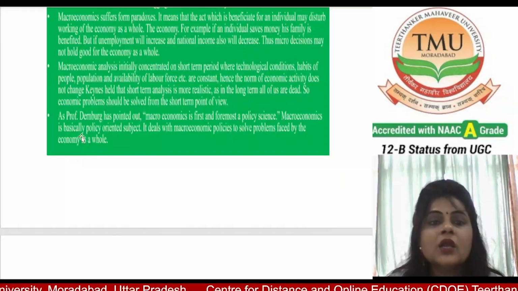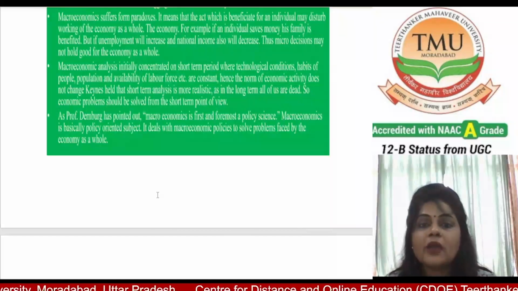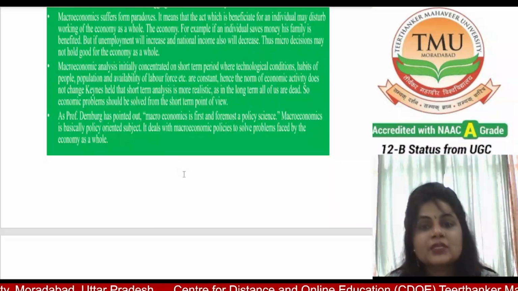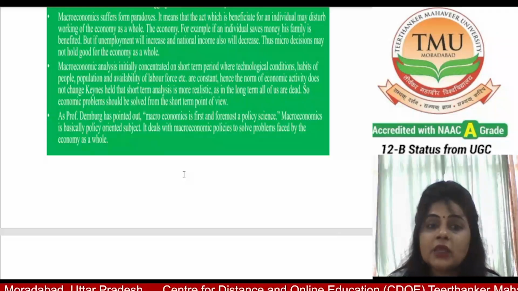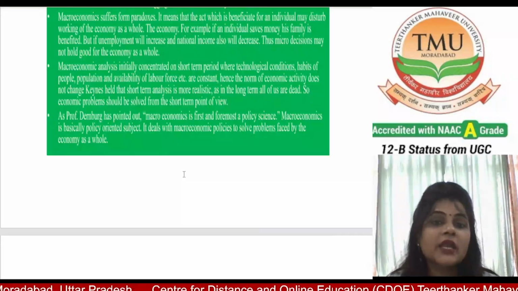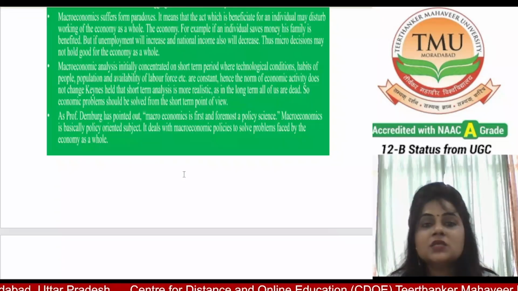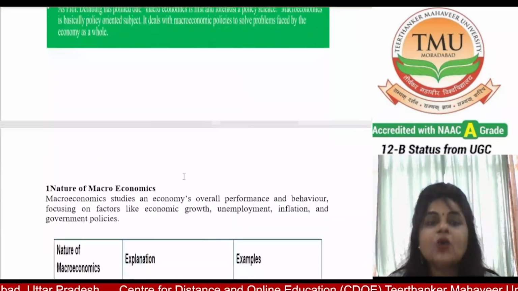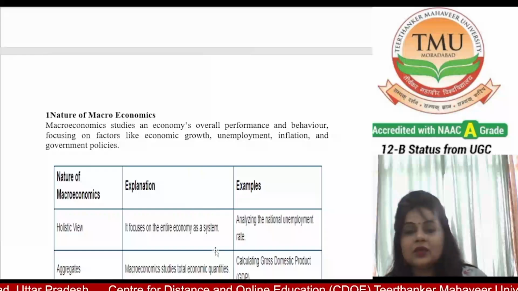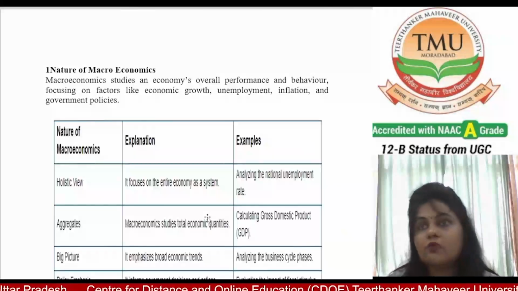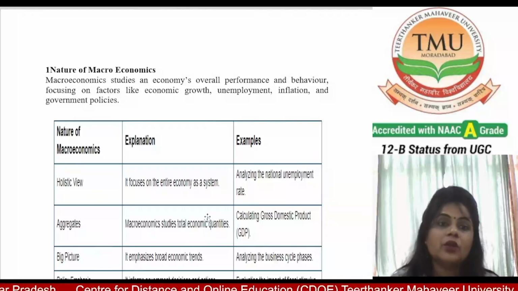As Professor Demberg has pointed out, macroeconomics is first and foremost a policy science. Macroeconomics is basically a policy-oriented subject. It deals with macroeconomic policies to solve problems faced by the economy as a whole. Now, I strongly hope you understood what the field of macroeconomics is.